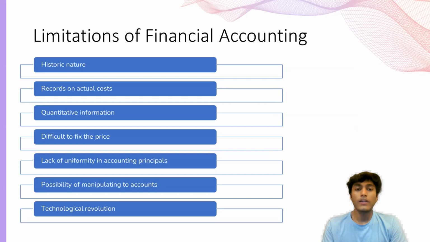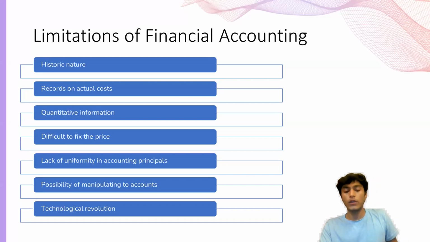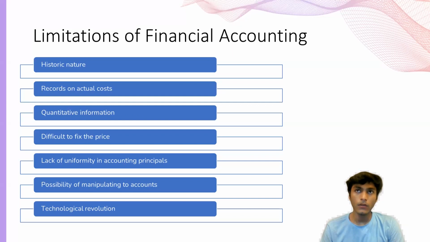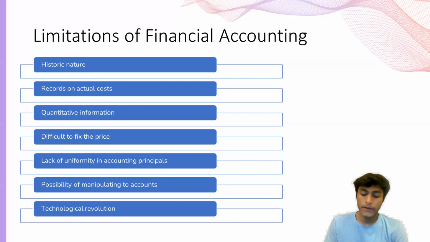Now there are also certain limitations of financial accounting. The first one is the historic nature. For example, when we create financial statements, such as a balance sheet or the income statement, which is the income and expenditure account, we always record the transactions that the business has done in the past. For example, if you are creating financial accounts for the year 2023, we are going to record all the transactions that we have done in the year 2022. So it's a historical nature, which is a limitation of financial accounting.